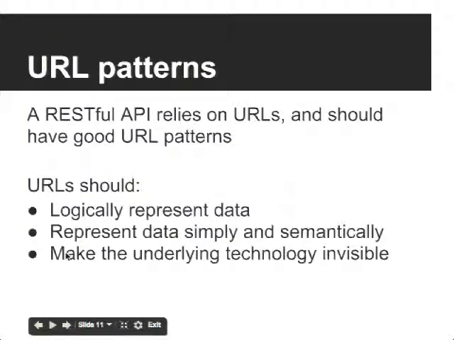So let's talk about specifics about what makes a good API. Your developers are primarily communicating with your API by going to a URL and asking for data or sending data to it. So it's really important that you think about the way you're structuring your URLs. You want to make sure that you have patterns that logically represent your data, and they also do that simply and semantically in such a way that it makes the underlying technology invisible.